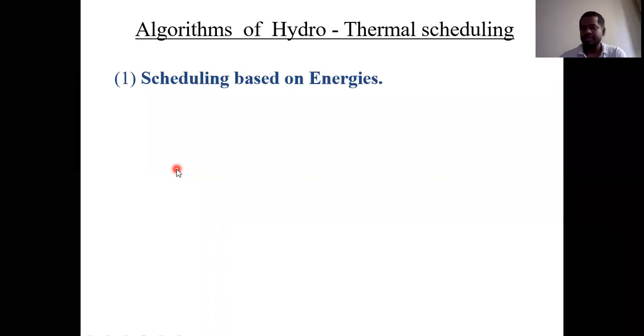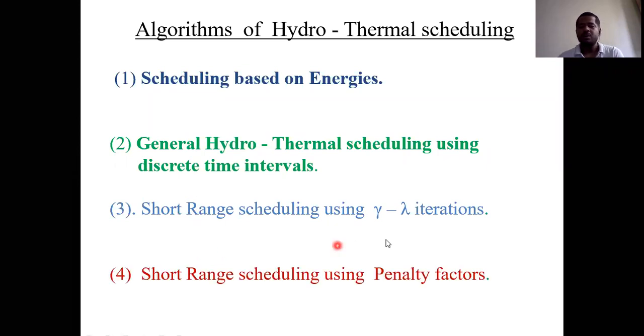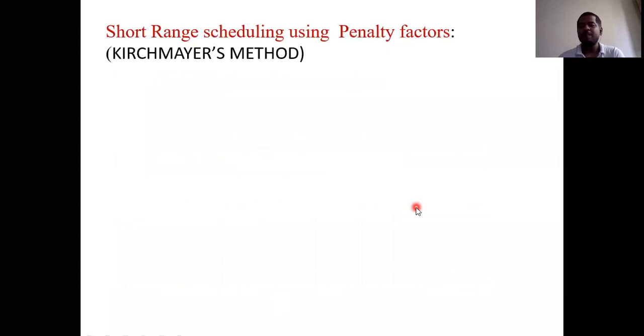Totally, we have 4 algorithms. Those are scheduling based on energies and scheduling based upon discrete time intervals. We have completed these 2 topics. One more 2 algorithms are based upon the gamma lambda iterations and the penalty factors method. We are already very familiar with the penalty factors. So instead of completing short range scheduling using penalty factors completely, I will summarize this method, that is short range scheduling using penalty factors. This method is also called Kirchmeyer's method.